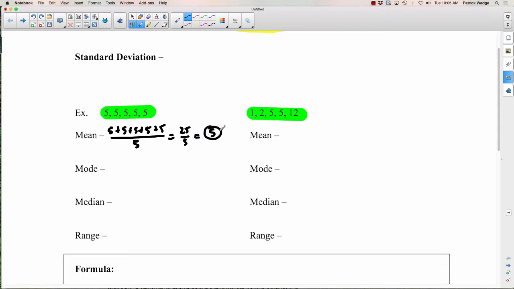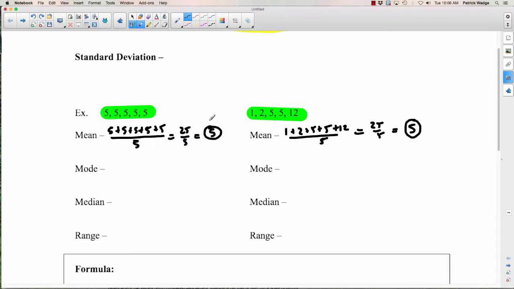So that's our mean. Let's get the mean for this one too. We add them all up: 1 plus 2 plus 5 plus 5 plus 12. And we divide by 5. If we add them up, I'll start with the big one: 12 plus 5 is 17, plus another 5 is 22, 24, 25. Oh, we get 25 over 5 again. We again get 5. So it has the same mean.